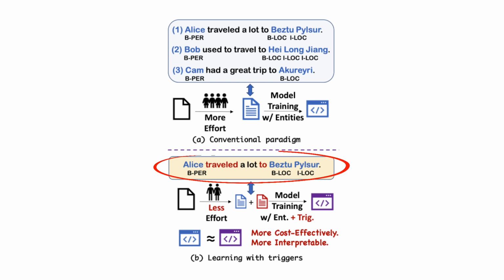Entity triggers are essentially a group of words that help us humans recognize entities in a given sentence. For example, as you can see from this figure, Alice traveled a lot to X. The "traveled to", highlighted in red, is an entity trigger that helps us humans spot that X is a location entity. The authors believe that the combination of entity triggers and the standard entity annotations can increase the ability of NER models to generalize and therefore achieve a stronger NER model with less labeled data.